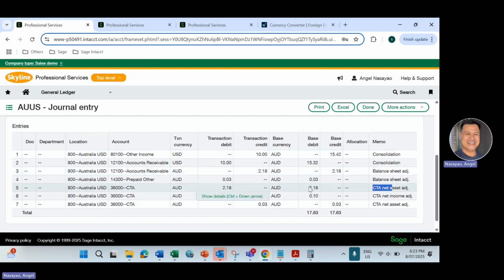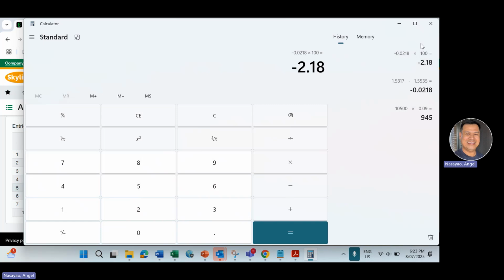All right, so that's the corresponding entry being passed just to recognize any decrease in the entry in here. So again the exchange rate actually decreased. Let's go back to the calculator. At the end of May, the rate to convert USD into AUD was 1.5535. At the end of June, it only became 1.5317. So there was a decrease of 0.0218, and we multiply it by the beginning balance.